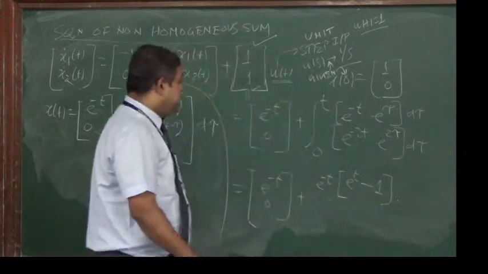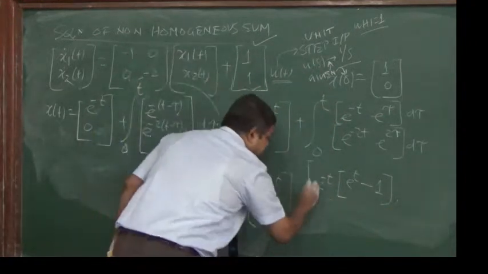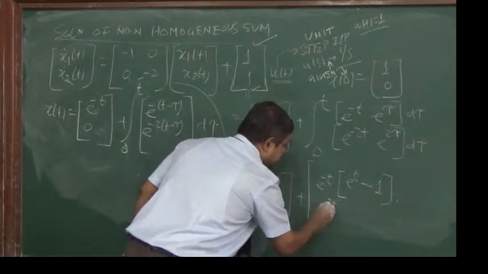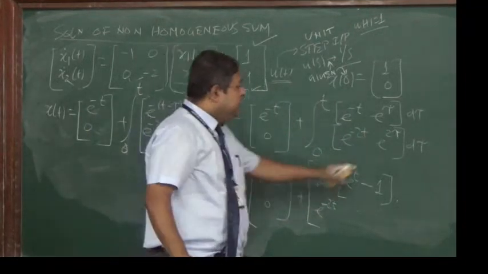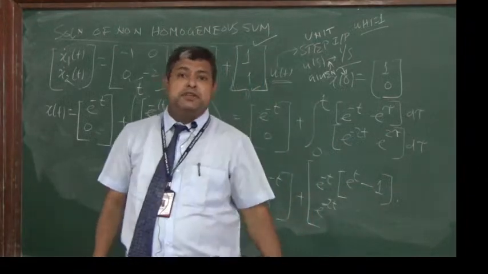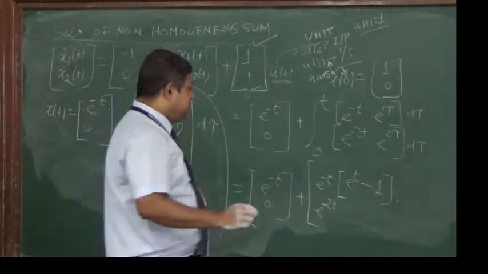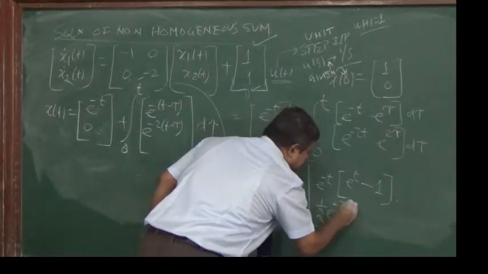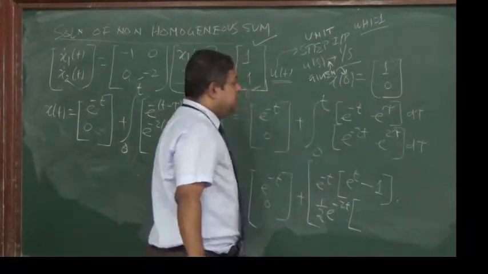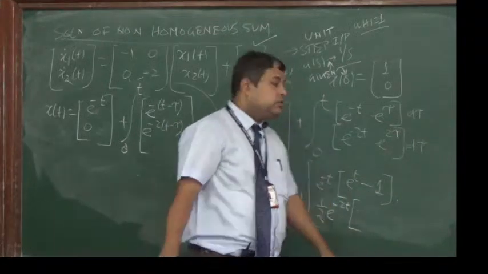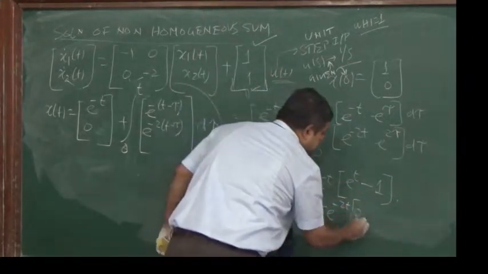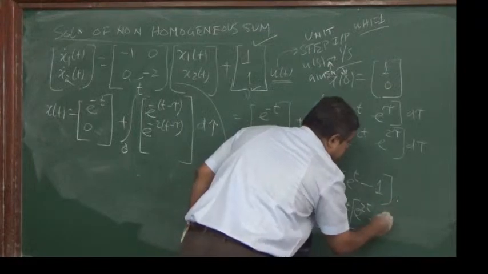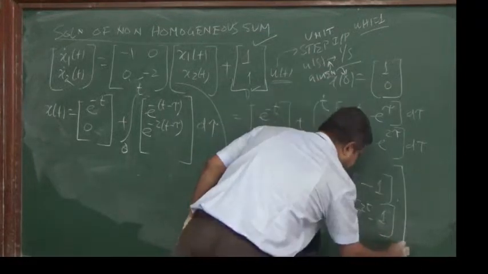And what is the second thing? Second thing is e raised to minus 2t is outside. Okay. Now e raised to 2 tau. What is the integration of e raised to 2 tau? Half. So that half I will take here, e raised to minus 2t like this. Then this is e raised to 2 tau, e raised to 2 tau with t. So this is e raised to 2t minus e raised to 0. Now e raised to 0 is nothing but 1 like this.